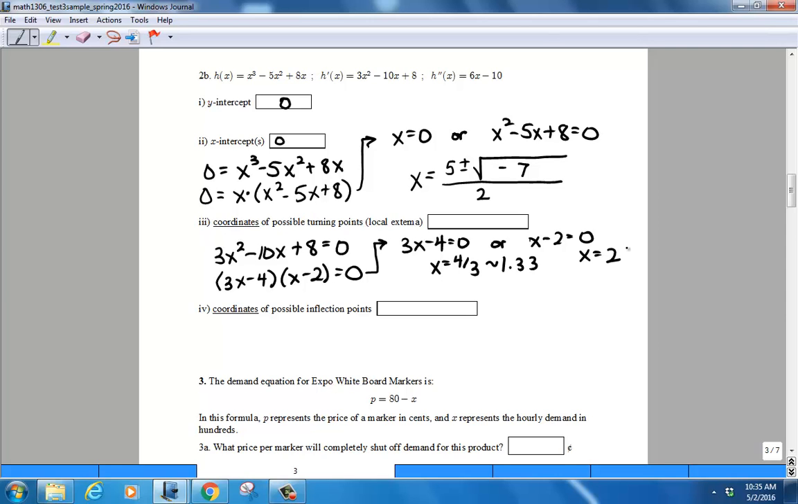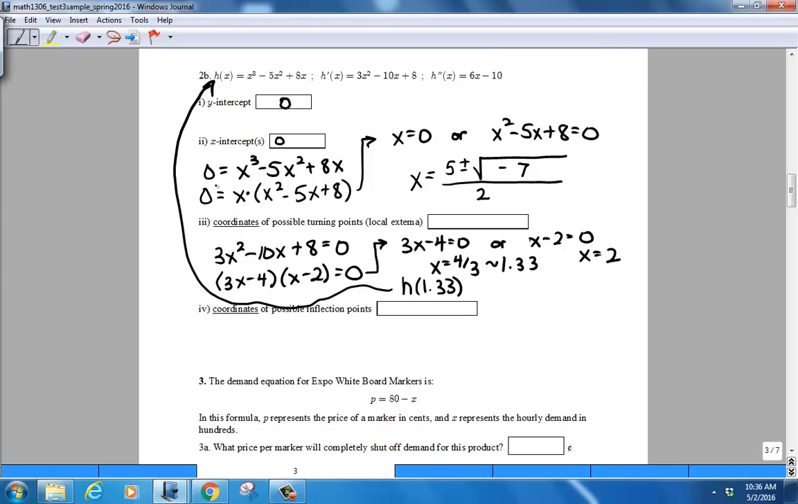Because this question says it wants the coordinates of the turning points. That means both the x coordinate, which are going to be these two numbers, and the y coordinate. So to find the y coordinate, you're going to have to take these two values and plug them back into your original formula, not into the first derivative. Don't plug those into the first derivative, because if you plug these numbers into the first derivative, you're going to get 0. Take those two x coordinates and plug them back into the original formula.